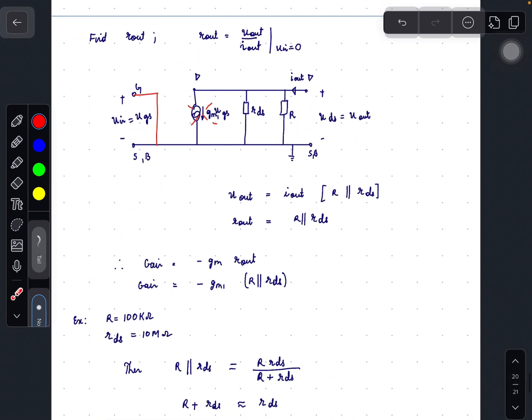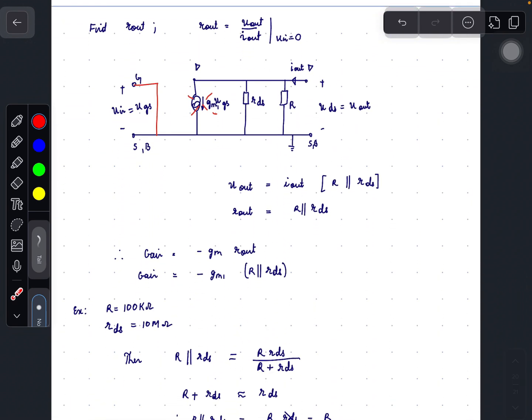Next is finding R out. R out equals U out by I out, given U in equals 0. So when U in equals 0, we short gate to source. So this term GM1 times UGS is gone. So we are left with this part. So here U out is nothing but I out times R parallel RDS. So U out by I out equals R out equals R parallel RDS.